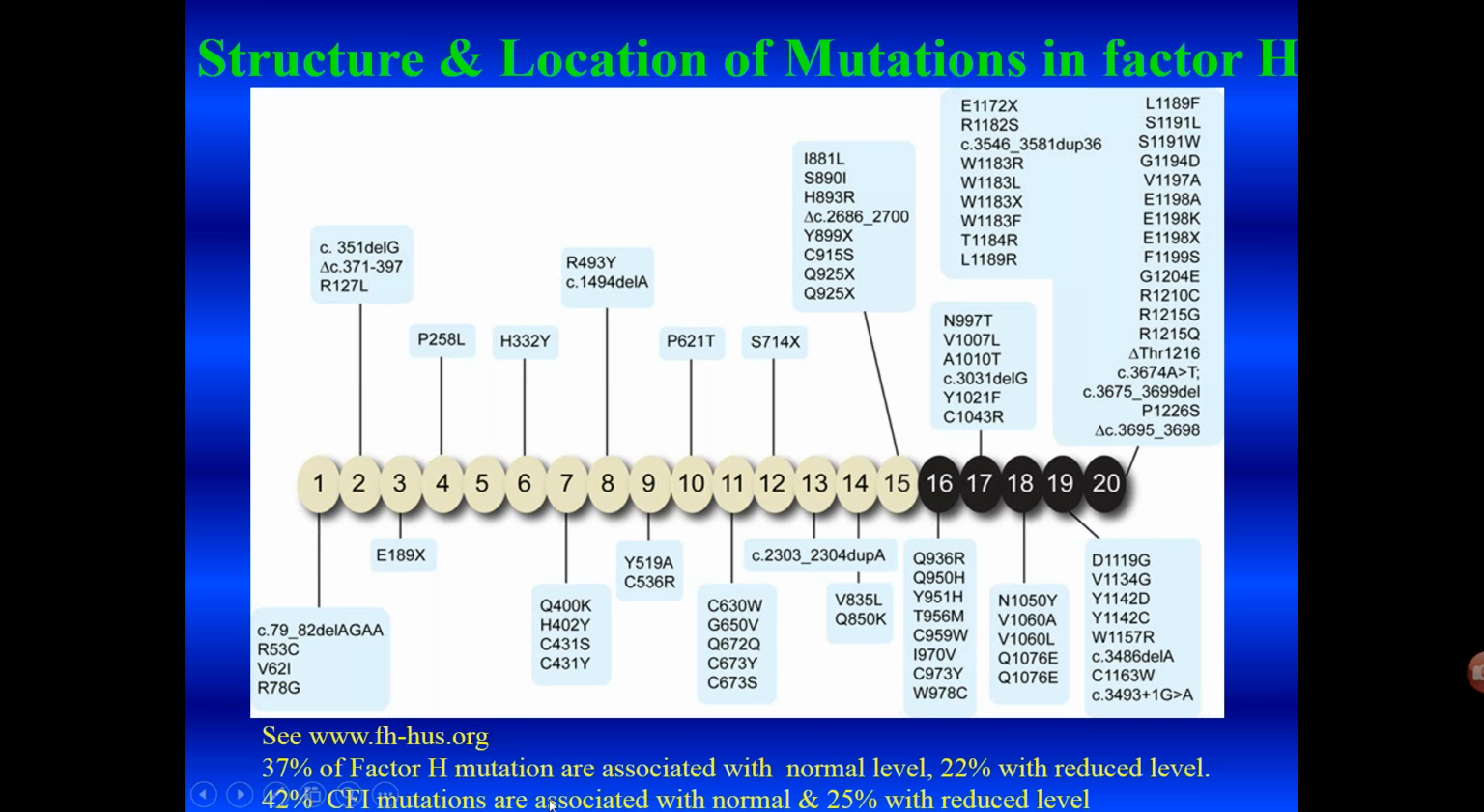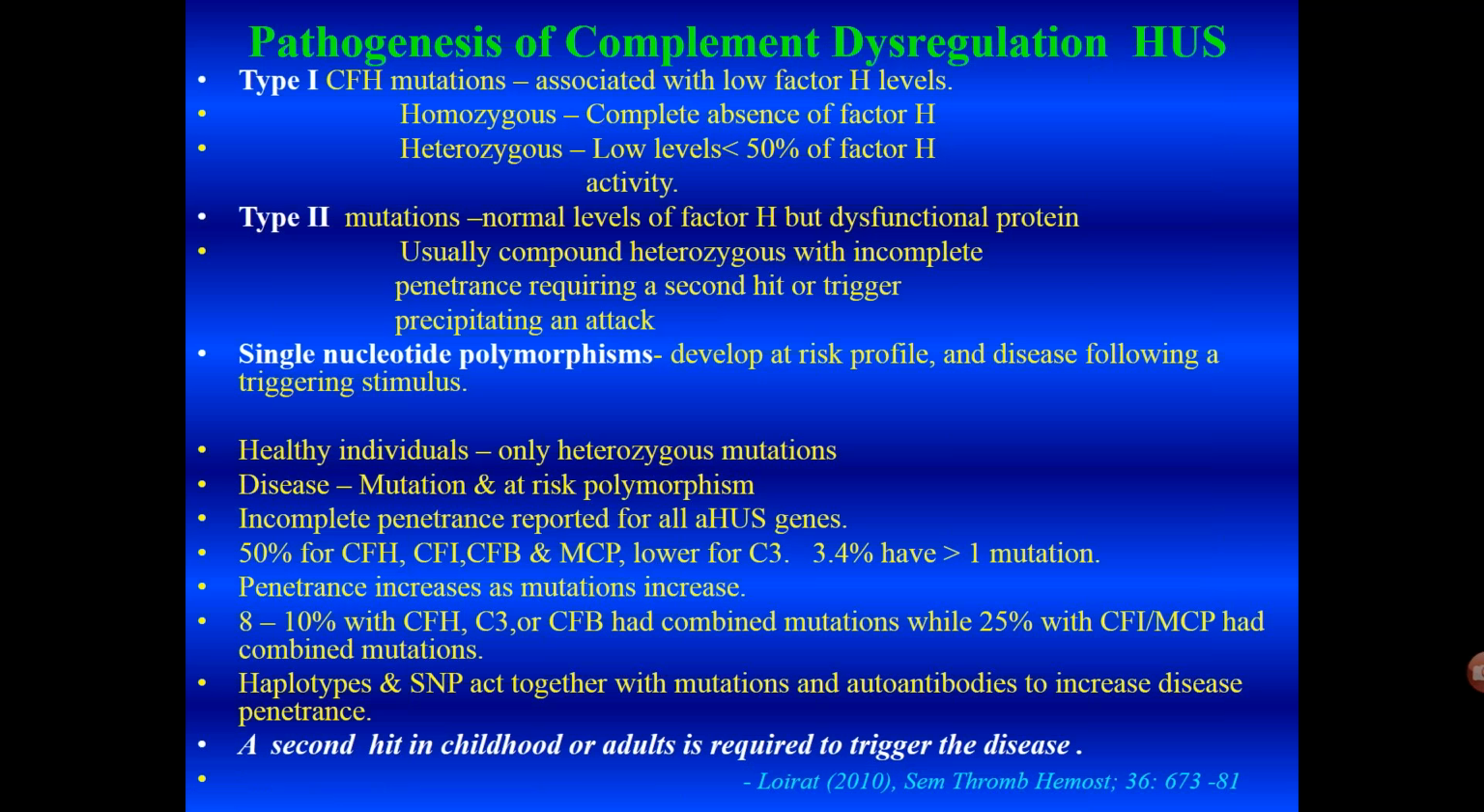As you can see, and I'm not going to list, you can see most of the mutations, and over 100 have been described today of these mutations. You can go to www.fhhus.org. It's continuously being updated. But most of the mutations which are responsible for HUS are located in short consensus repeats 16 to 20 at the carboxy terminus of the protein.